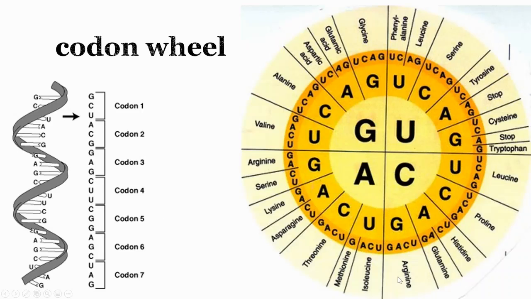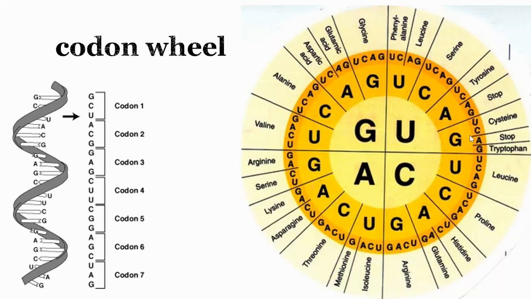CGG, arginine. AGC, AGC, serine. On the last one, UAG, UAG, stop. Okay, that's interesting, right? What does stop mean? Stop isn't an amino acid. What that stop codon tells the ribosome is that your protein is done being made.